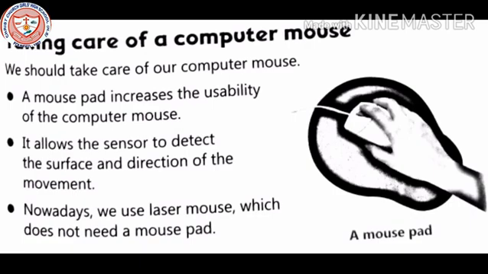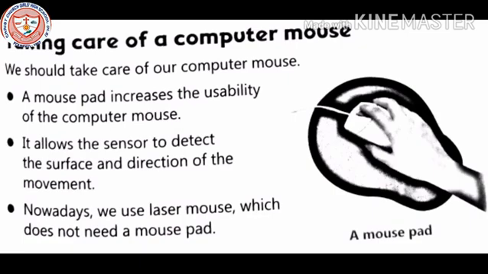A mouse pad increases the usability of a computer mouse. So you should always use a computer mouse by keeping it on the mouse pad. Why should we use it? Because the mouse pad increases the usability of the computer mouse. We can use it for a long term. The wheel at the bottom will never fade.